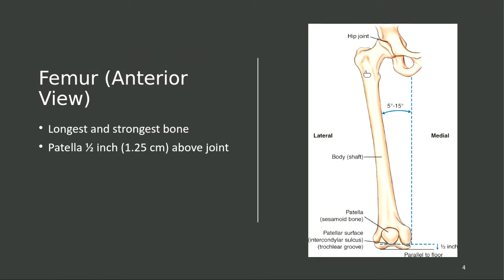So in general, the angle is greater on a woman than on a man. Okay? And that comes into play again with our knee positioning as well. So when we look at the anterior view, you can see up here you have the head of the femur sits in the acetabulum of the pelvis to form the hip joint. We've got the body or shaft of the femur.